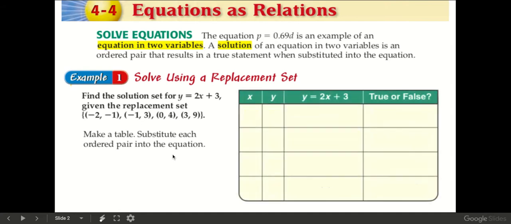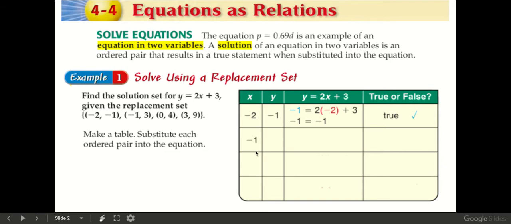Here's our table: my x and my y coordinates, the equation when I put the values in, and then whether it's true or false. Let's take the first point. It has an x coordinate of -2 and a y coordinate of -1. I'm going to put these two values in for their respective variables. So my x becomes -2, and my y becomes -1. So -1 equals 2 times -2 plus 3. Well, 2 times -2 is -4, and -4 plus 3 is -1. So now I see that -1 equals -1. When I substituted in these x and y values, it gave me a true statement. Therefore, this is part of the solution.